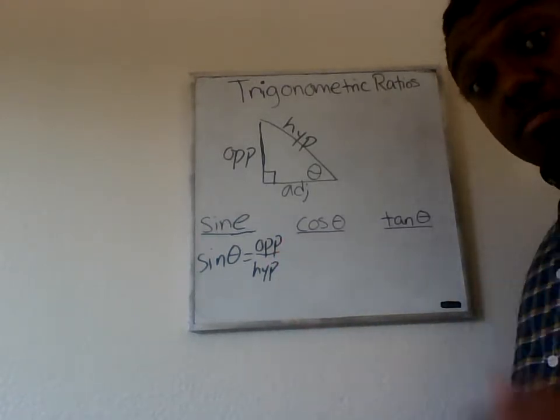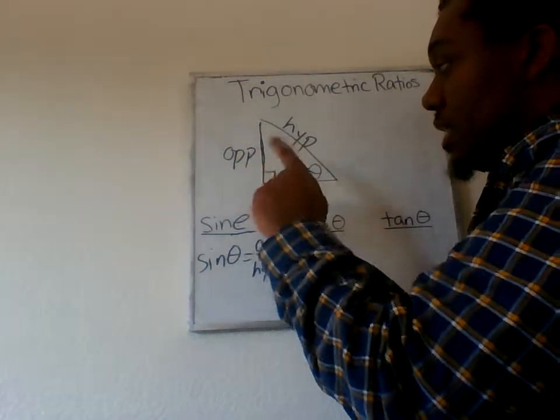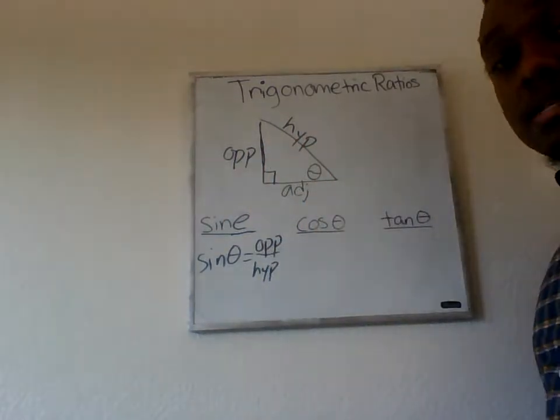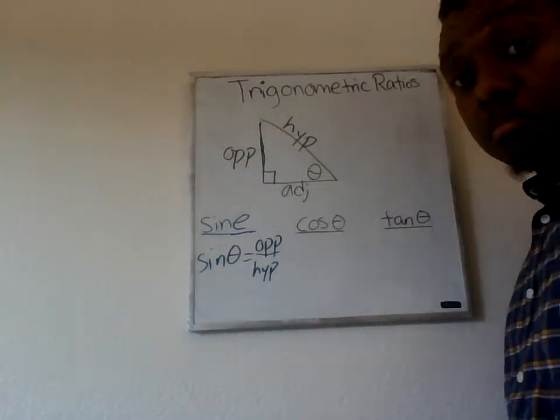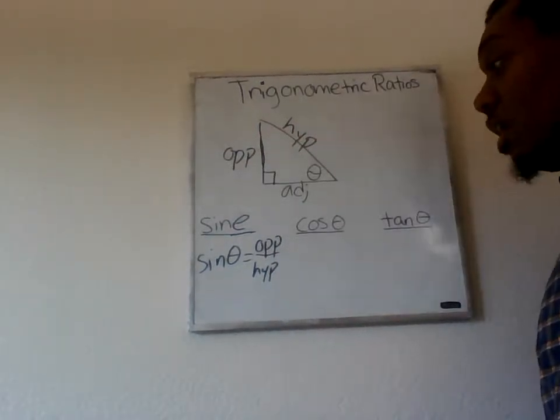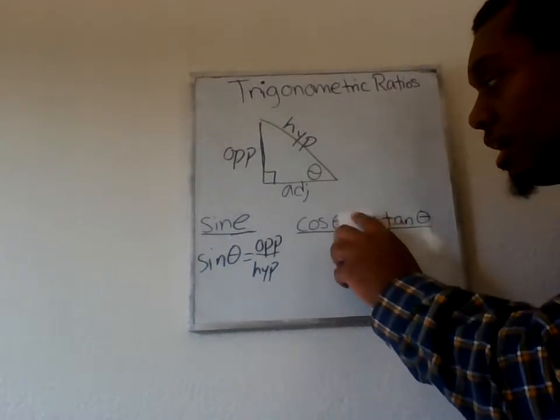Okay? That's kind of cool to know. If I know the opposite side and I know the hypotenuse, I then know that sine of that angle will always be whatever I get when I divide those two. It's very useful, actually. Okay? The next thing here is cosine.